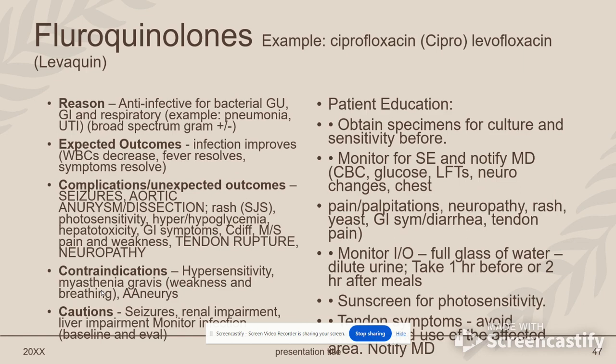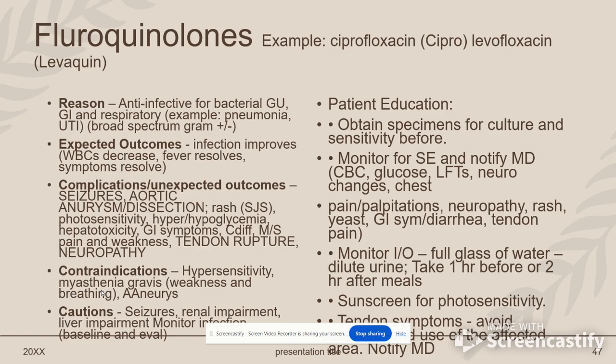Photosensitivity, hypoglycemia, hepatotoxicity, GI symptoms, C. diff, musculoskeletal pain and weakness, tendon rupture, and neuropathy. Contraindications are anytime they've had a hypersensitivity, if they have myasthenia gravis, which can cause weakness and issues with their breathing, and abdominal aneurysm. Cautions: seizures, renal impairment, liver impairment, monitor for those.